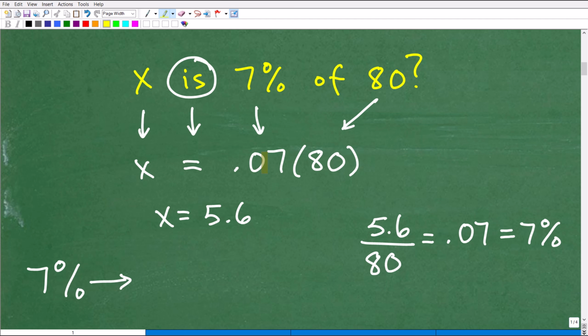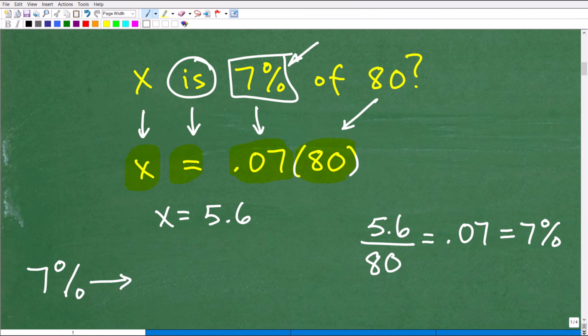Okay, because here 7% we're going to express as 0.07, that decimal, and then we're going to multiply it by 80. So let me just finish this out. So here we have x is equal to 0.07 times 80. But let me just go back and revisit this part of the problem.